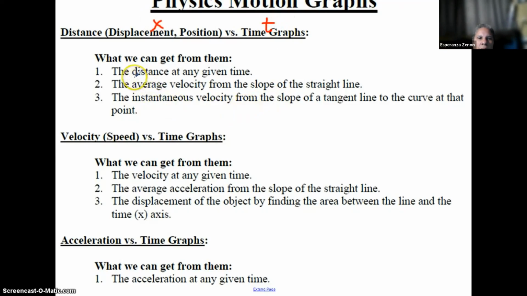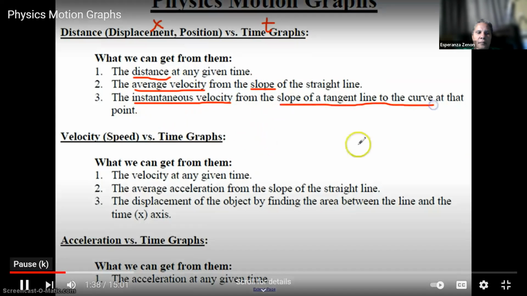The easiest thing we can get is the distance at any given time, just by going down to the time axis, going up to the best fit line, and then over to the left, to find out how far it's traveled at some given time. We can also get the average velocity from the slope of the straight line. These two keywords go together: average velocity and slope on a distance time graph. And we can also get the instantaneous velocity from the slope of the tangent line to the curve.